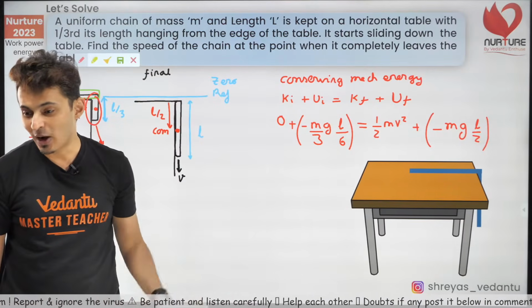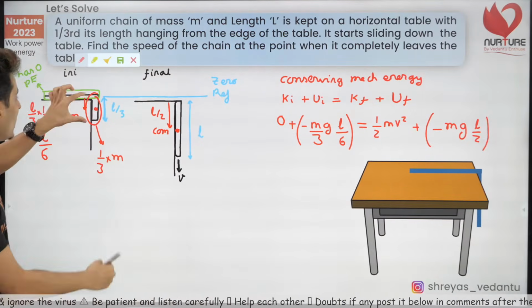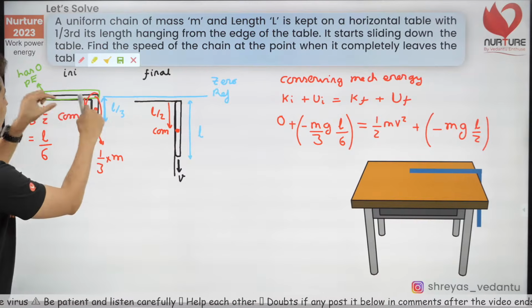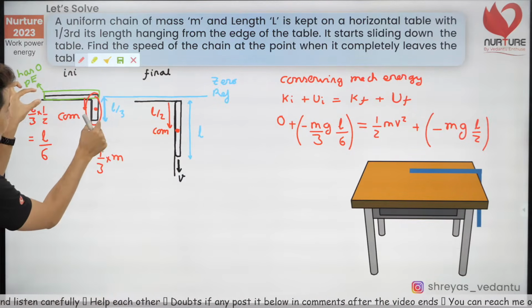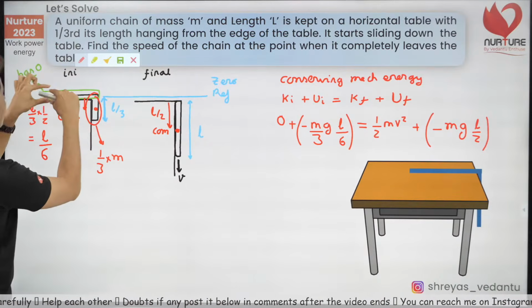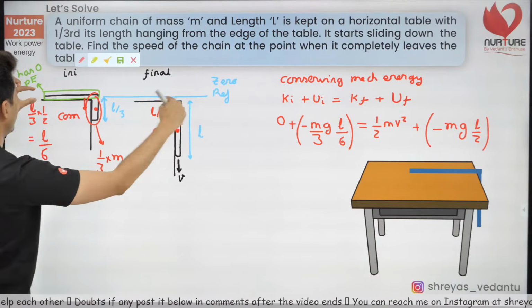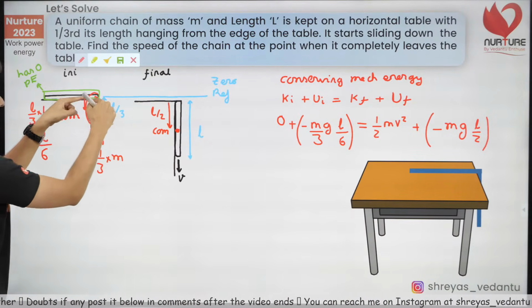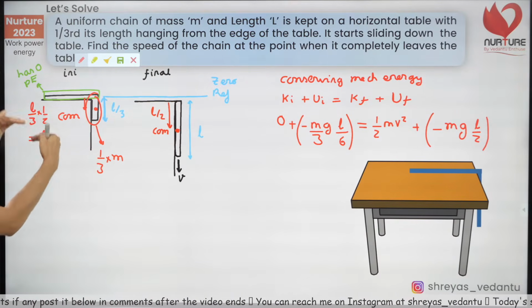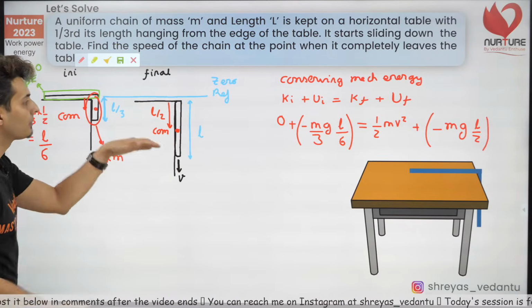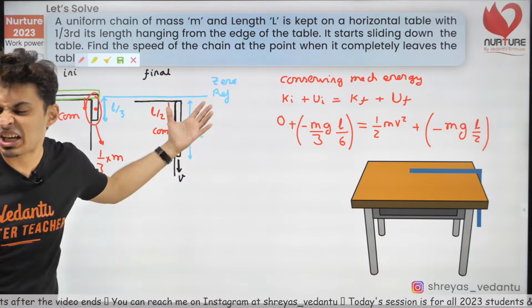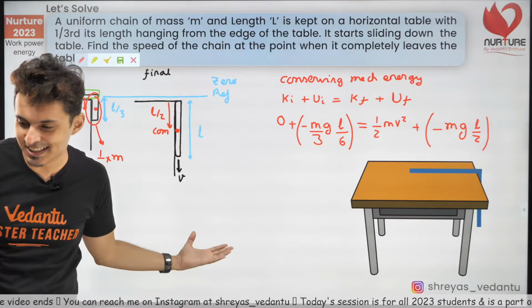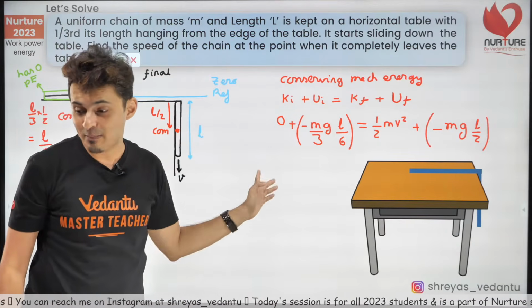Why minus? Because you are below. You are writing the potential energy of this part. When I write potential energy, it's the potential energy of the entire thing. Out of the entire thing, this much part on the reference has zero energy. The one which is hanging, only that has negative energy, just like this one, because it's below the reference. That's why negative. Isn't it crazy? M by 3, guys. No, not ML by 3, M by 3.